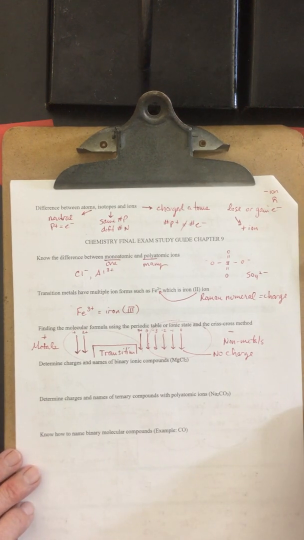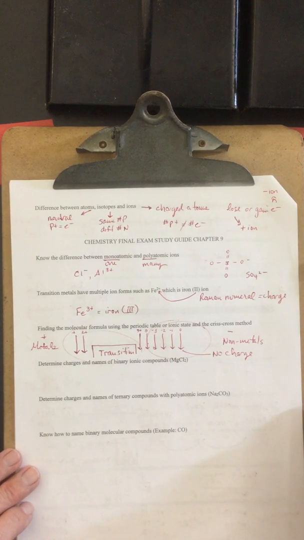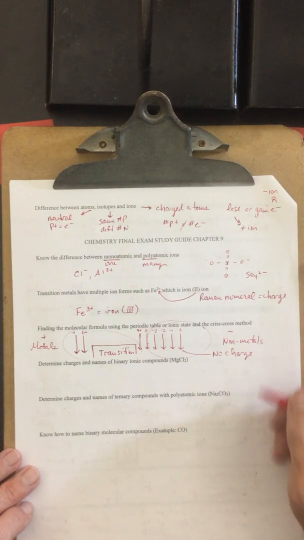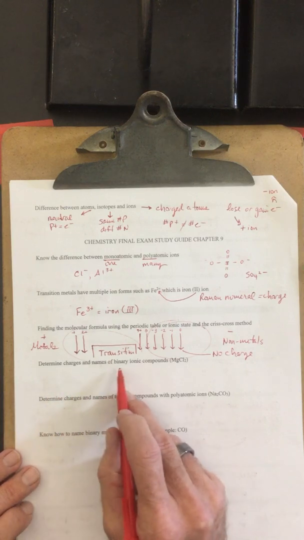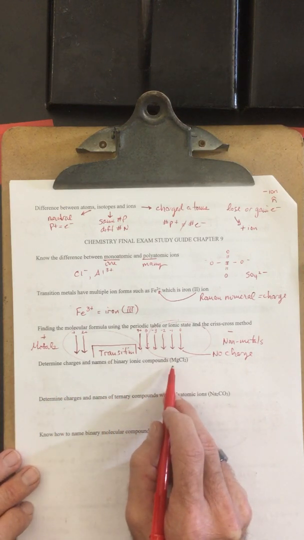Okay, but also how do we do this versus the crisscross method? We'll be getting to that when we get to a couple more examples. Determine the charge and names of binary ionic compounds such as magnesium chloride, MgCl2.